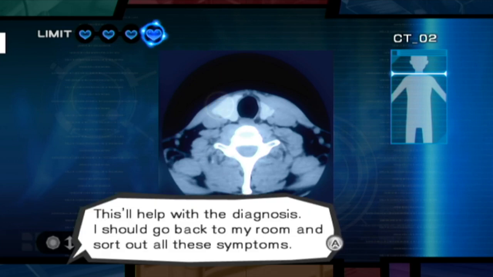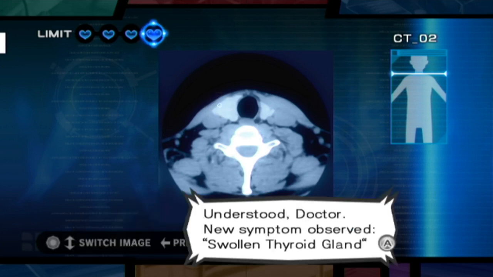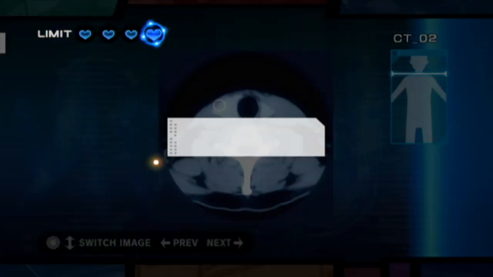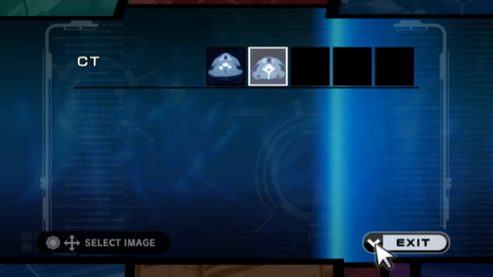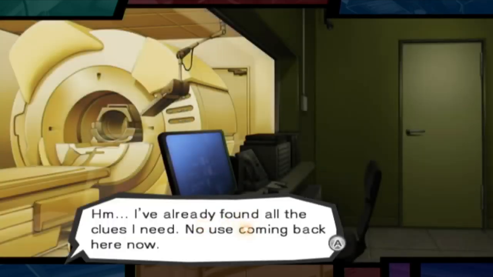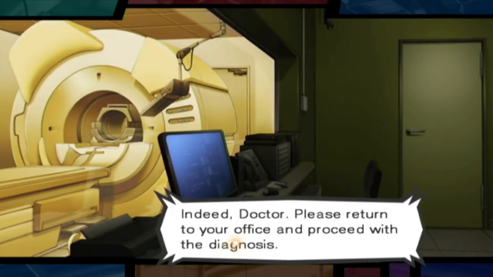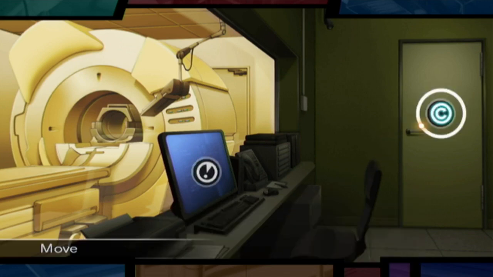I should go back to my room and sort out all these symptoms. Understood, doctor. New symptom observed. Swollen thyroid gland. So now we have a better, more logical way to say neck swelling. So from there, let's head back to the room.